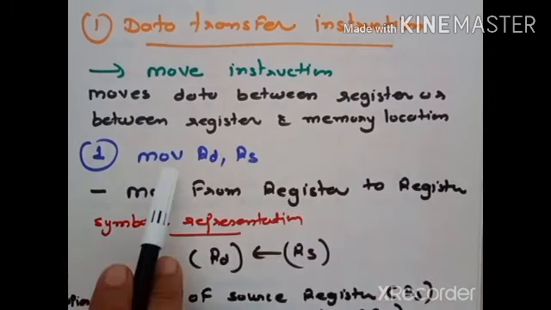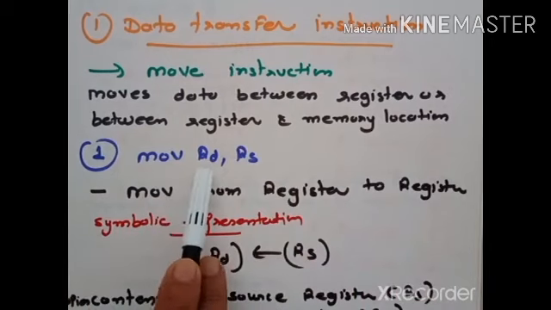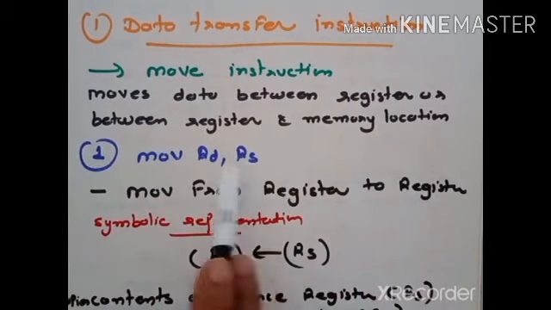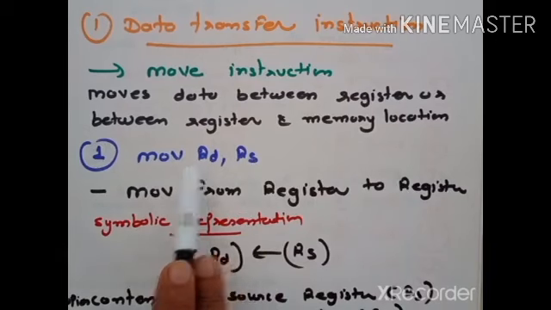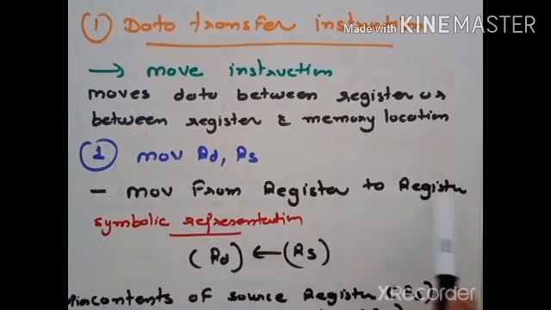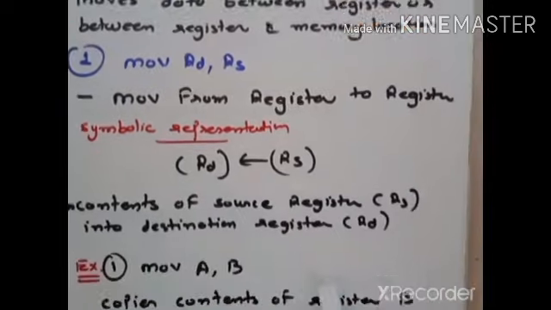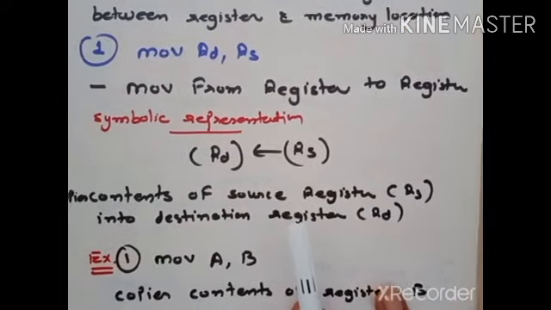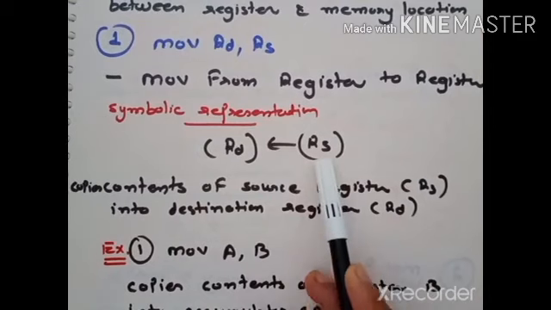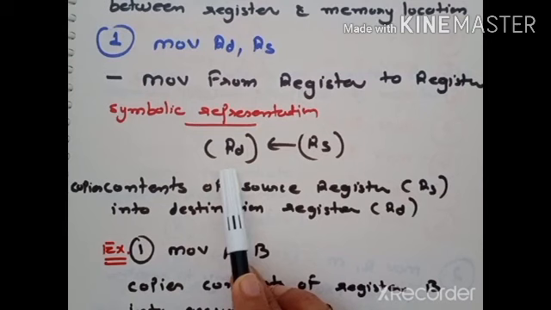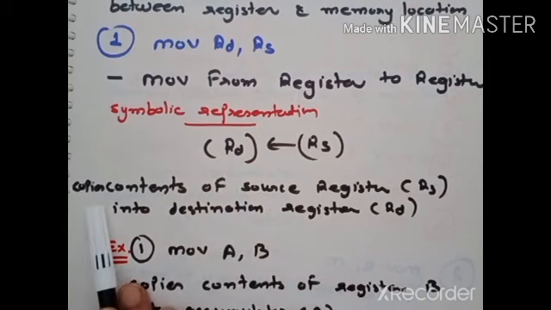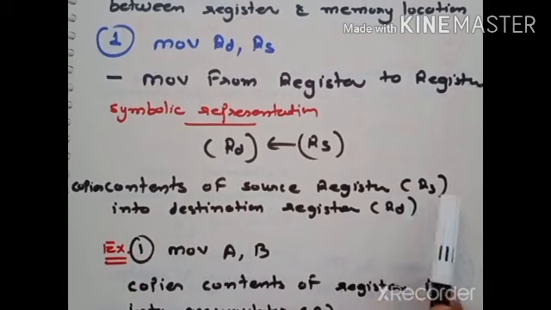So the first instruction is MOV RS to RD, that means RS is the source register and RD is the destination register. So move from register to register, that means move from source register to destination register, and this is a symbolic representation of this instruction. In the symbolic representation, the content of RS, the source register, is transferred to RD, the destination register. It copies the content of source register RS into destination register RD.